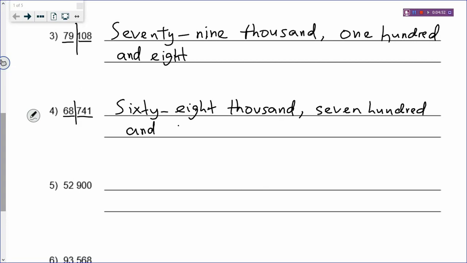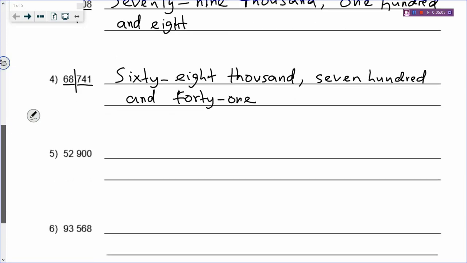741. And then there's a hyphen again. So 68,741. Alright, so it's not very hard to write into words. Now the next one might be a little challenging or a little different.